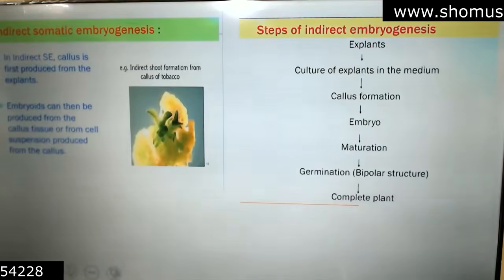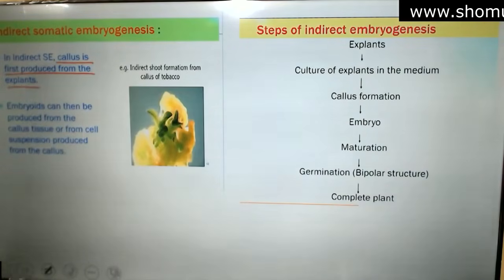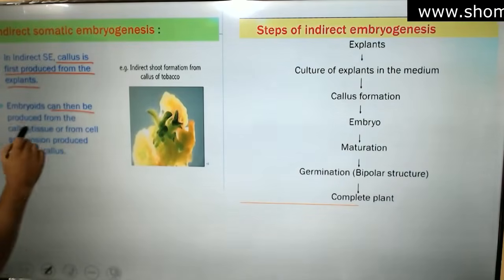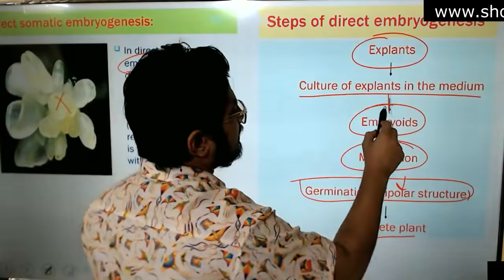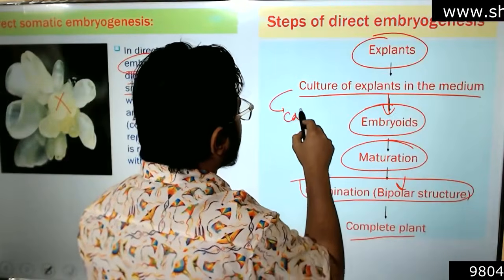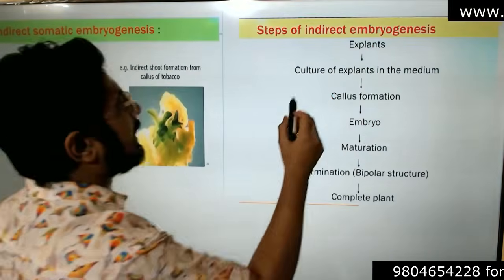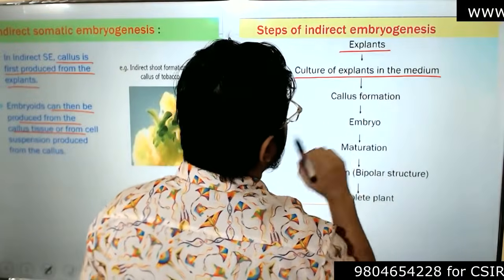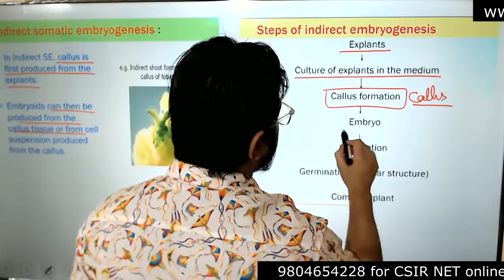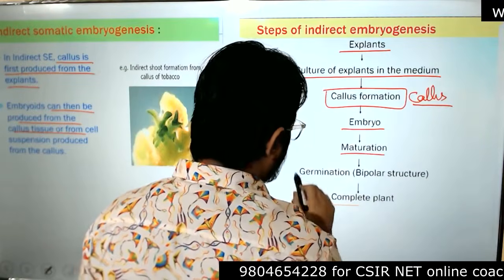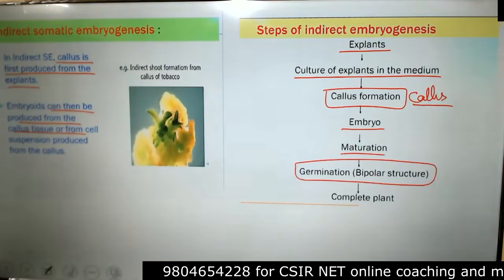While in indirect somatic embryogenesis, callus is the first form produced from the explant. Embryos can then be produced from the callus itself. So earlier we know the embryos are formed directly from explants, but here the explant will form callus and embryos will form from callus. So explant is taken, culture of explants in the medium, then this is unique, right? Callus is formed, then embryo formed from callus, then maturation, germination of bipolar structure, completion of the plant formation.